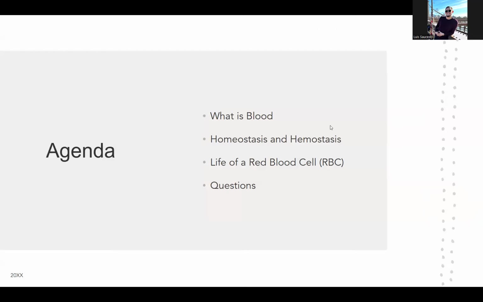So again, we'll talk about what is blood, we'll talk about homeostasis and hemostasis, and the life of a red blood cell. What I don't have here is that I also added some platelet information, and we'll go over the process of how blood clots work, or hemostasis.